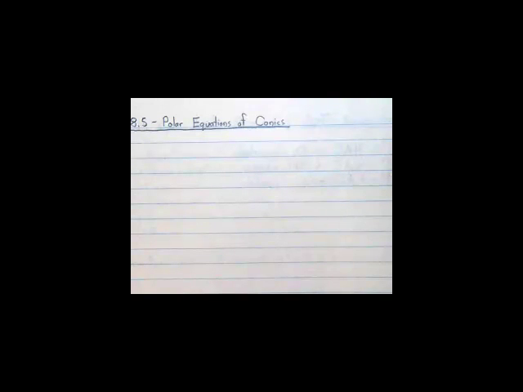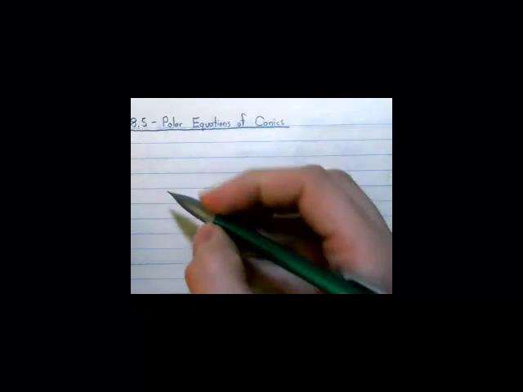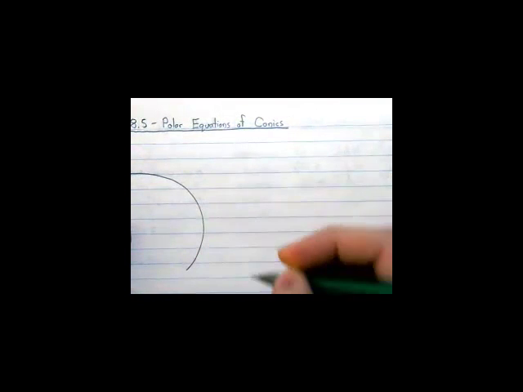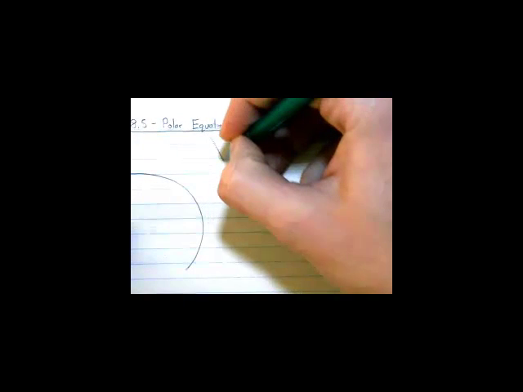But if we want to write them as a polar equation, then we have to bring that back.